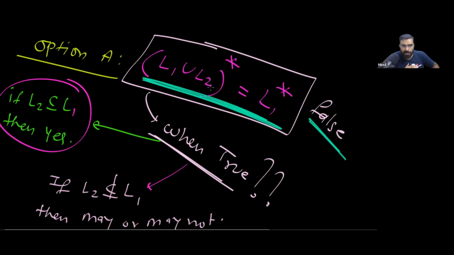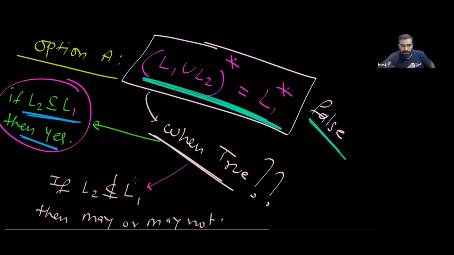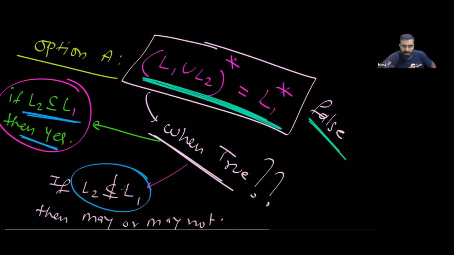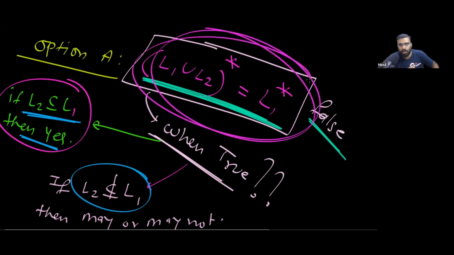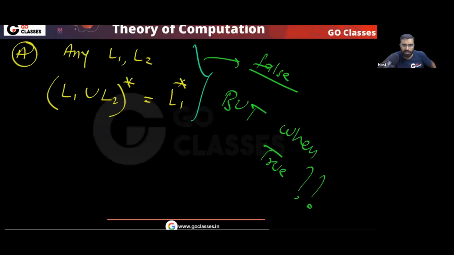This statement will be true whenever L2 is a subset of L1. If L2 is a subset of L1, then definitely this statement will be true. We have seen this. But if L2 is not a subset of L1, then this may or may not happen. So don't say that it will never happen. Anyway, this is your analysis. Please tell me, did you understand?